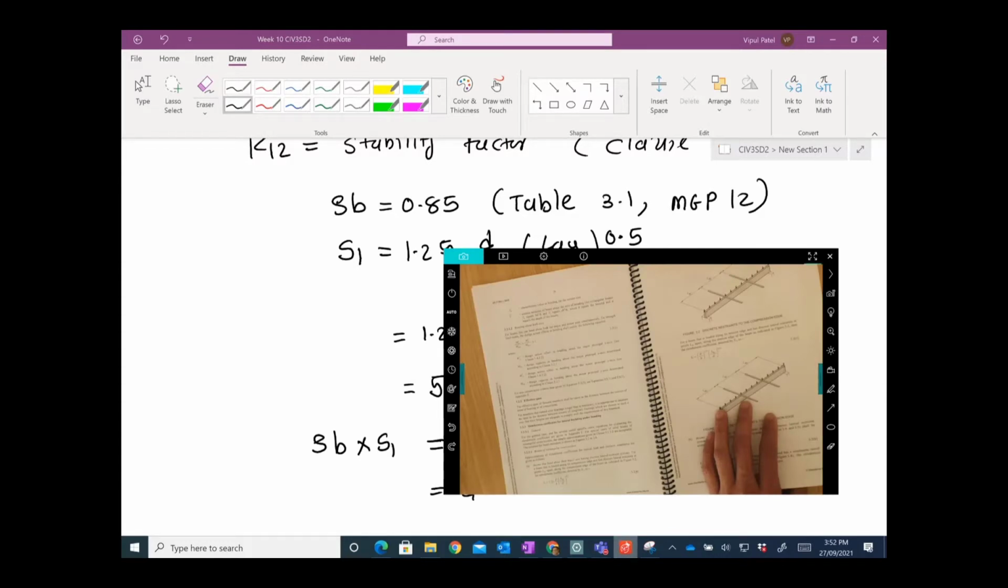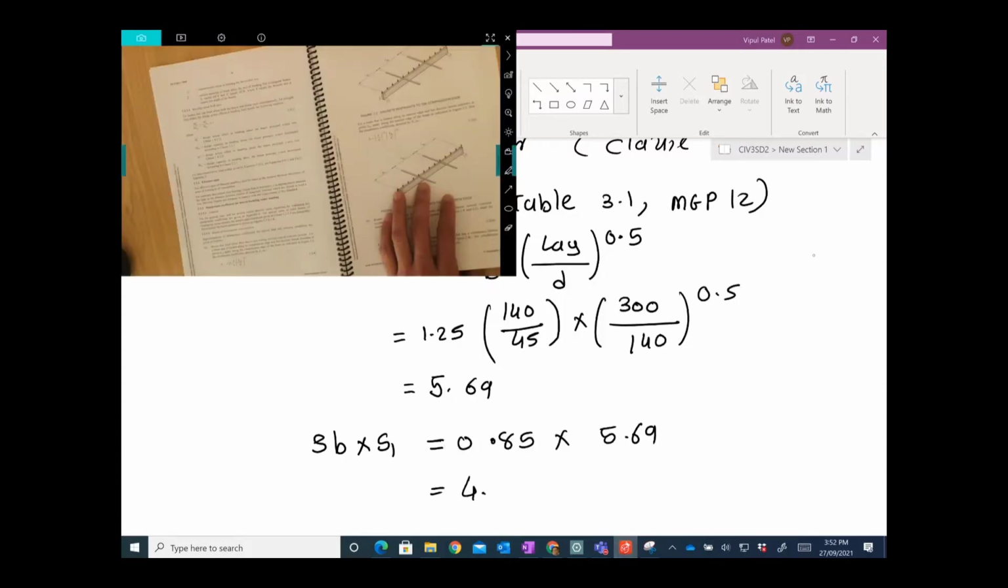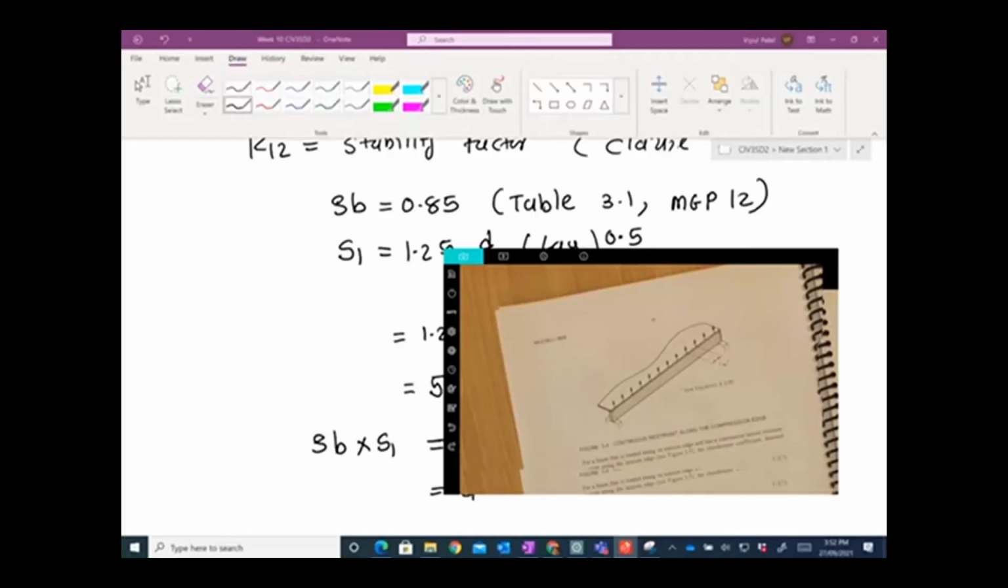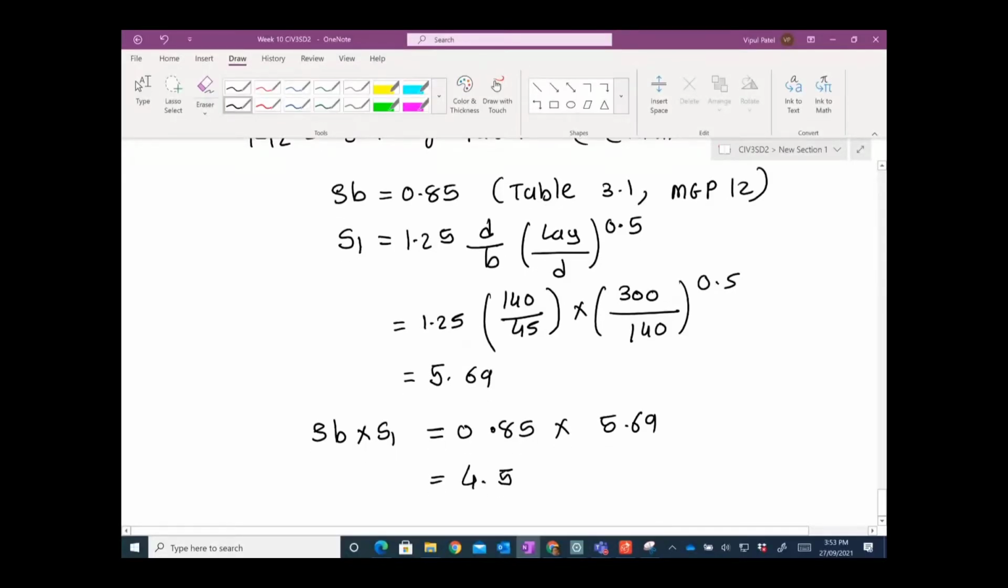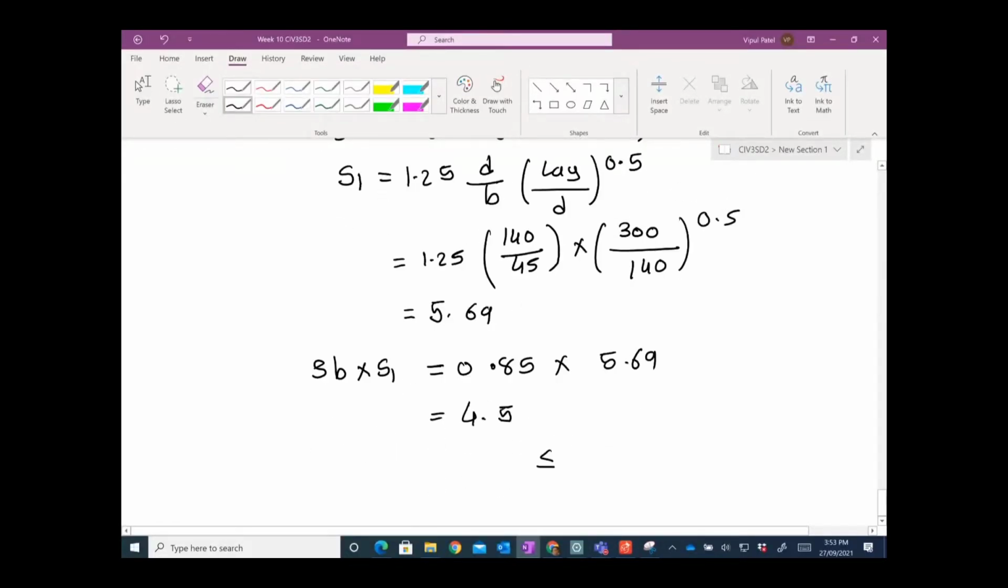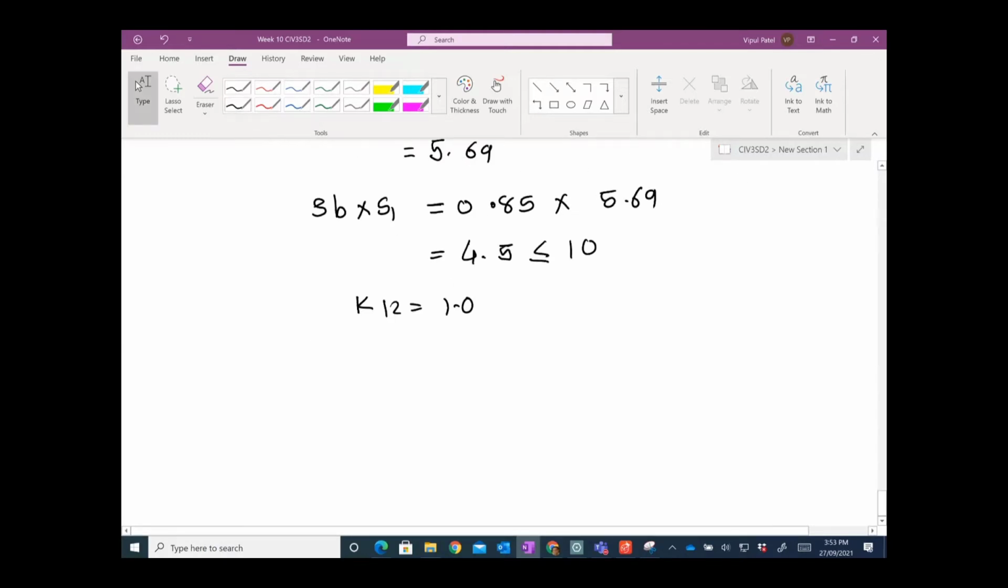So 4.5 is less than 10, meaning that you will not have lateral torsional buckling. So we have K12 equal to 1. Okay, we have everything now to calculate the M_B value.